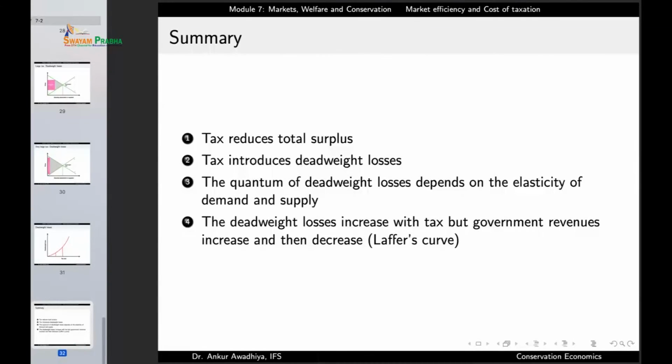We also observed that when we talk about the deadweight losses, if there is elasticity, then the deadweight losses are more. So if we consider an inelastic demand and supply, for the same tax size, the deadweight loss is less. If either the demand or the supply curve becomes elastic, then the deadweight losses are more. If both the demand and supply curves are elastic, then the deadweight losses are even more. So the quantum of deadweight losses depends on the elasticity of the demand and supply, and the deadweight losses increase with the tax, but government revenues increase and then decrease following the Laffer's curve.